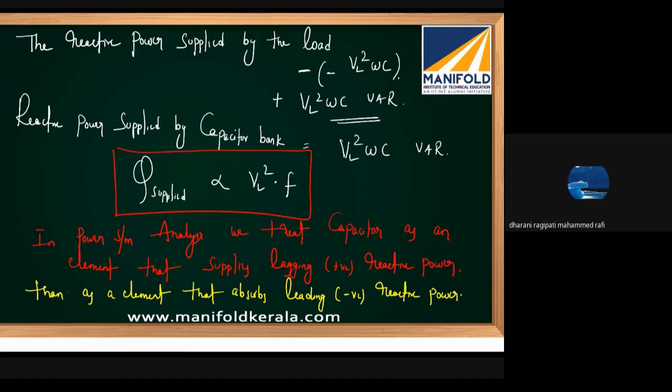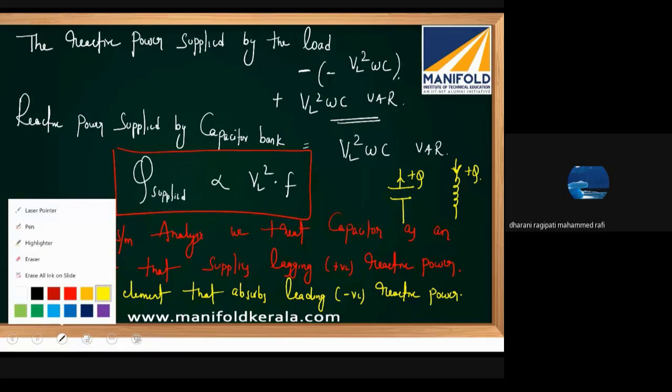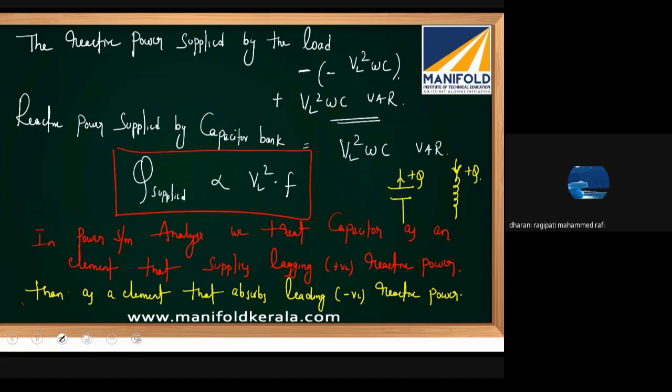Okay, so capacitor supplies plus Q, inductor consumes plus Q. So there is no confusion here. We always treat the capacitor as an element that supplies the plus Q, or lagging reactive power. Inductor as an element that absorbs the lagging reactive power. Okay. So I hope there is no confusion in this topic.